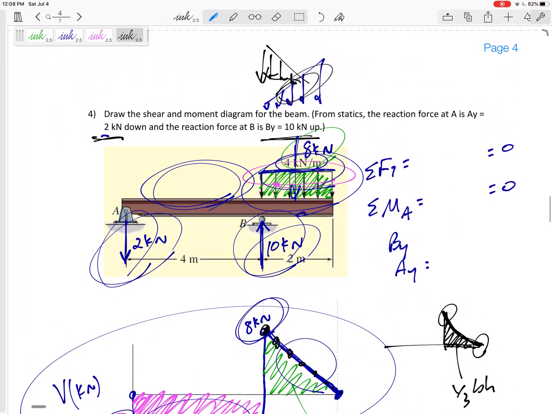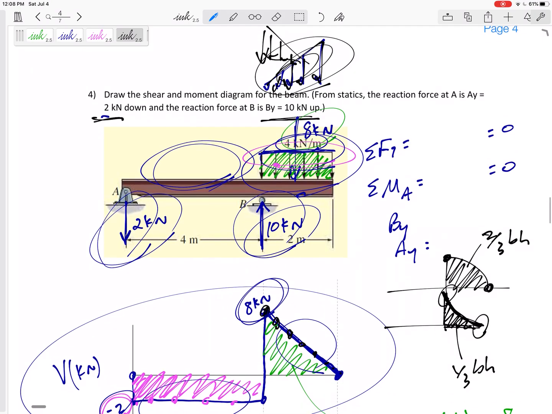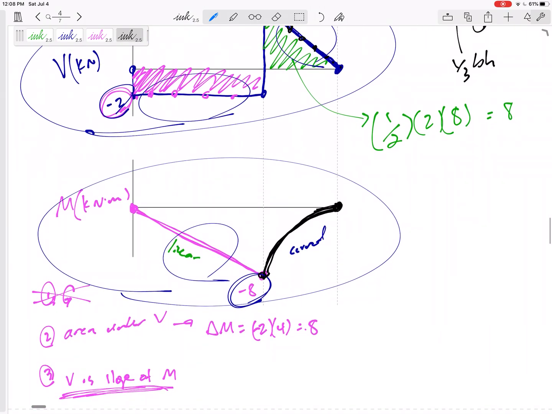If this was this triangular load and it goes like this, right? If my V diagram goes from here to here, that area would be 2/3 base times height. So anyway, yeah, do be able to handle triangular distributed loads. Look through some problems where we did triangular distributed loads, please.